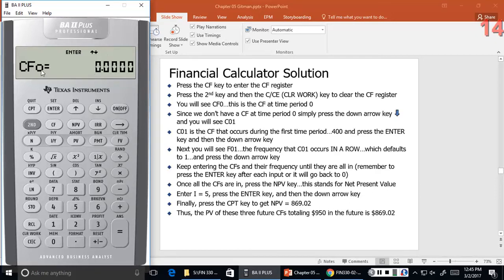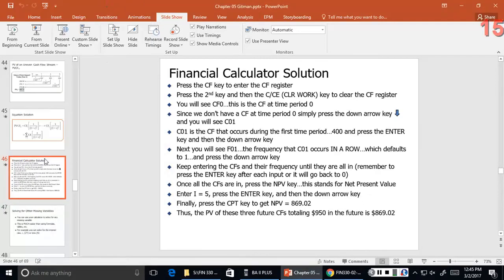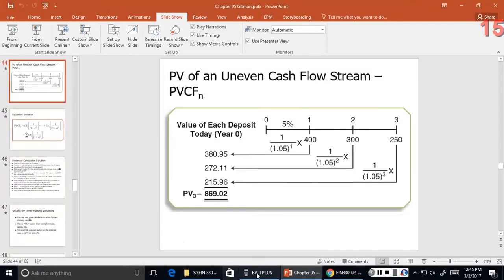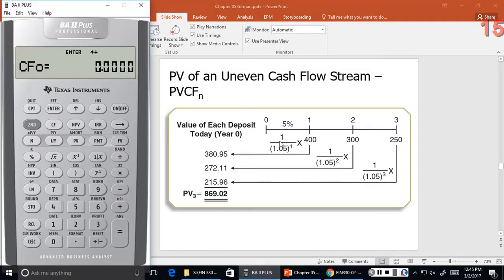Now, what you see here, this is CF0. This is the cash flow that occurs at time period 0. But if we take a look at our cash flows here, notice we don't have a cash flow at time period 0. Okay? So here you see the up and down arrows. We can use the up and down arrows to move around within this function, and you can't get lost. It's just going to take you back around to where you started.